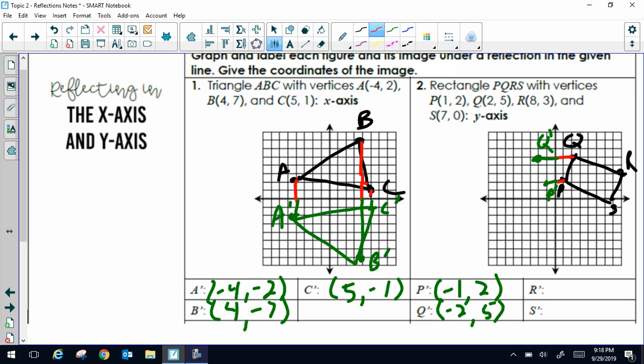R is 8 away, so if I count the other direction, I get 8 again. R prime is over here, and again the x changes signs, so it's -8, 3. For S, S is 7 away, so I go 7 in the other direction. Here you get your new shape. S would be, again, change the sign of the x, at -7, 0. And that's the idea that you have to do there.